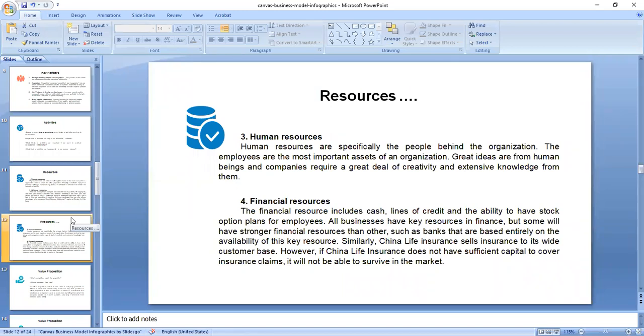So great ideas are coming from these people, and companies require a great deal of creativity and extensive knowledge from them. The reason why the company exists or any institution exists is because of the people. Even there's this saying that the most important resource of any company or business is their people. I think the Japanese people capitalize on this because of their loyalty. I think some of you have heard of this already.